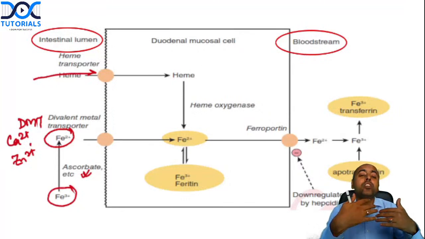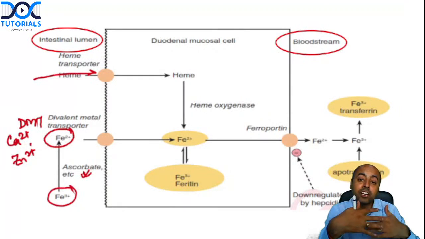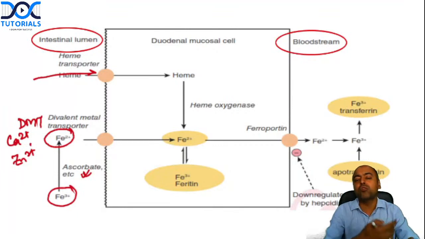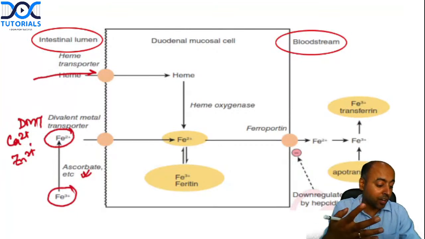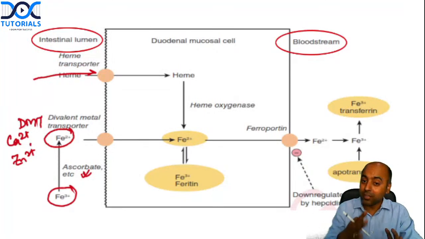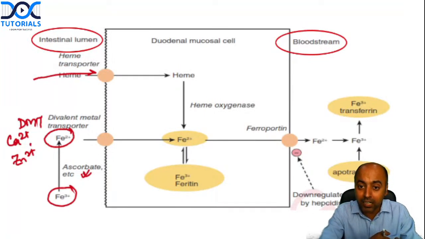That is why when you want to increase the body stores of iron quickly, you have to give the injectable form. Oral form is not enough because it is not possible that you give a large amount of iron and suddenly the absorption will increase. No, a limited amount of absorption only can occur.